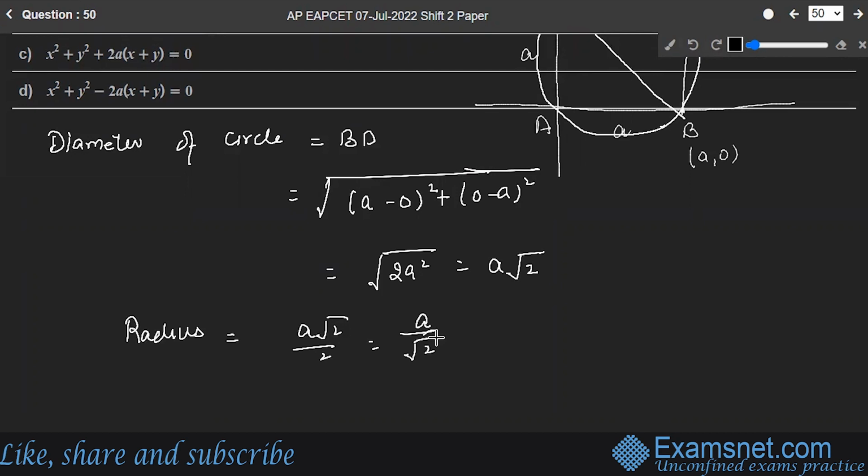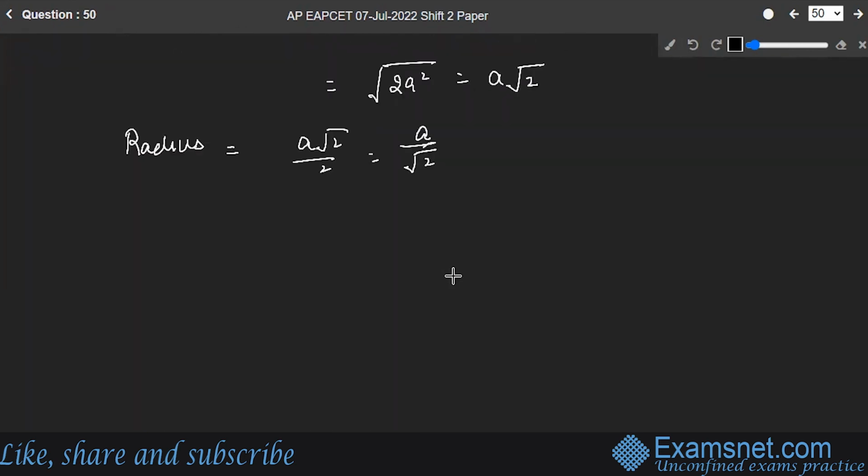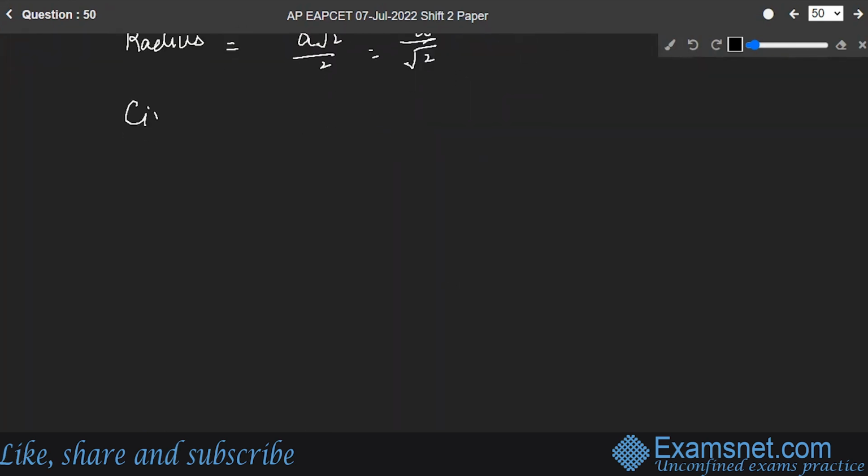So, using this, now you can find out the center. See, this will be actually a bit of a lengthy process because then you have to calculate the center point by calculating the midpoint of BD, and then you have to use the whole formula. Or you can simply use the diameter form of the circle equation. The easier one can be done this way also.